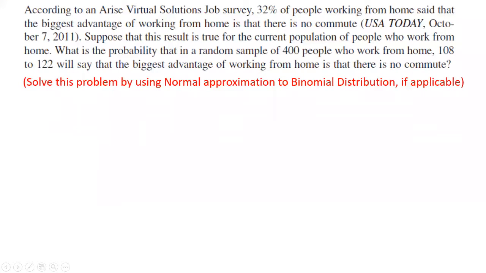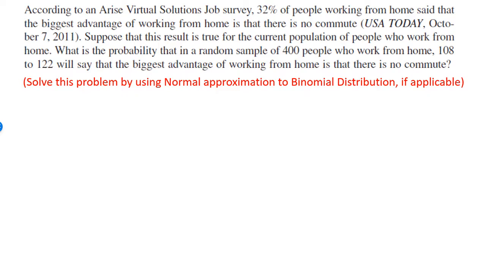All right, let's see the first example. According to an Arise Visual Solutions job survey, 32% of people working from home said that the biggest advantage of working from home is that there is no commute. Suppose that this result is true for the current population of people who work from home. What is the probability that in a random sample of 400 people who work from home, 108 to 122 will say that the biggest advantage of working from home is that there is no commute?